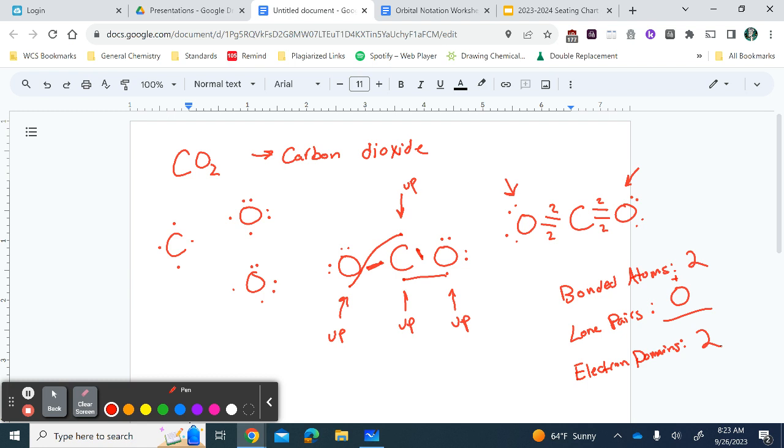So this is how we do Lewis dot structures with chemical compounds. You're going to have a worksheet to work on this and to get some practice with the Lewis dot structure portion of the worksheet.